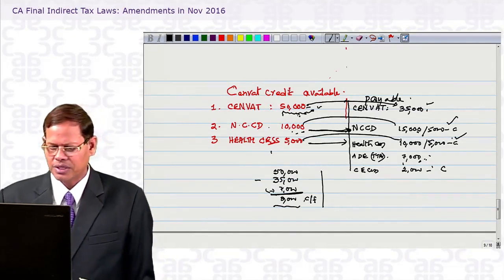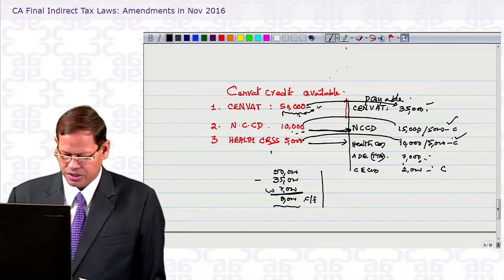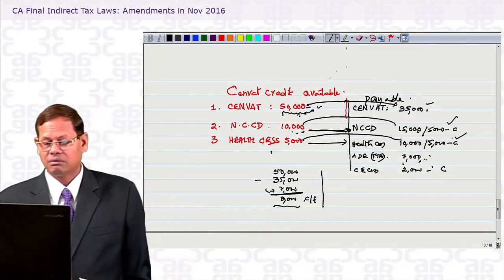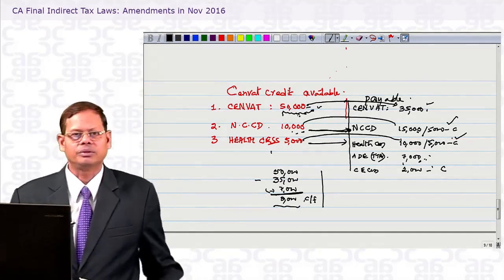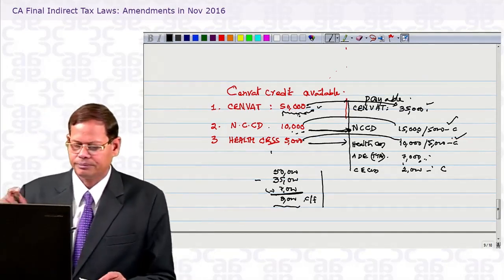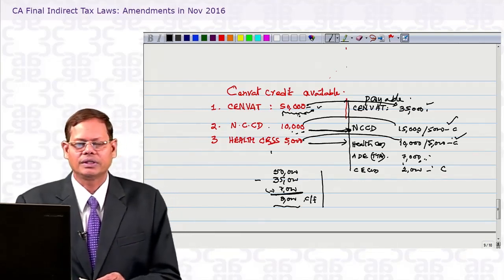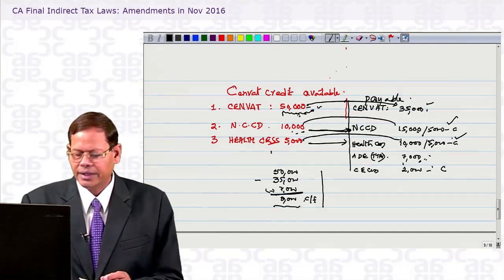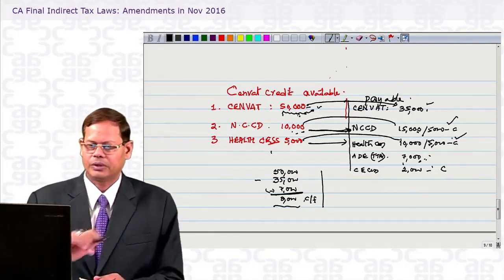I think you understand the matching principle. Try to understand this, because once you understand the matching principle, the remaining CENVAT credit scheme becomes somewhat comfortable, manageable. Okay. So this is actually a main area where we have to understand.